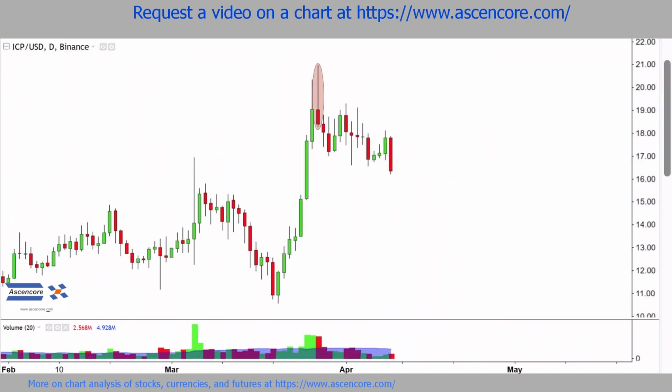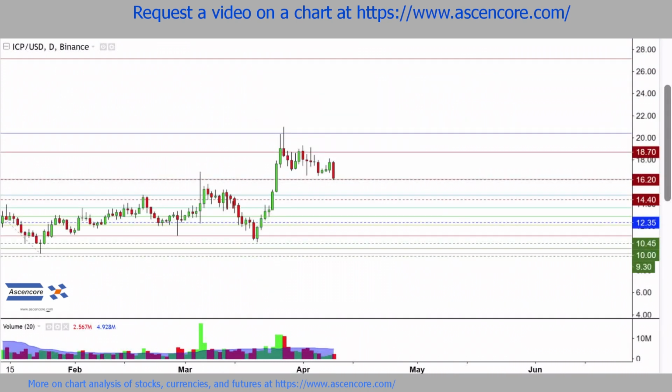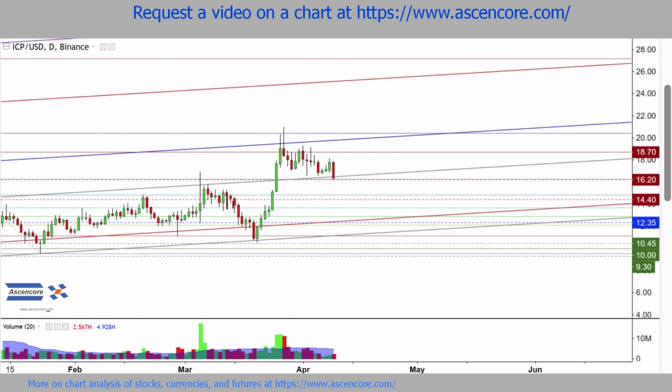Next, ICP with a good example of a bearish star candle developing a downswing, which despite low volume is heading under a 0.382 retracement.